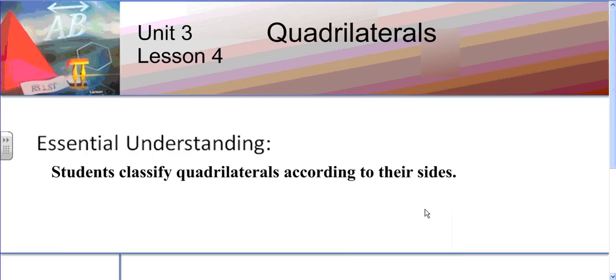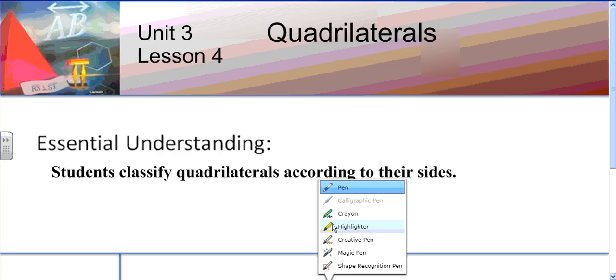Okay, so we are in lesson 3.4. We're going to talk about some of the properties, or really some of the definitions of the different types of quadrilaterals. So our learning goal for this lesson is that students will classify quadrilaterals according to their sides.